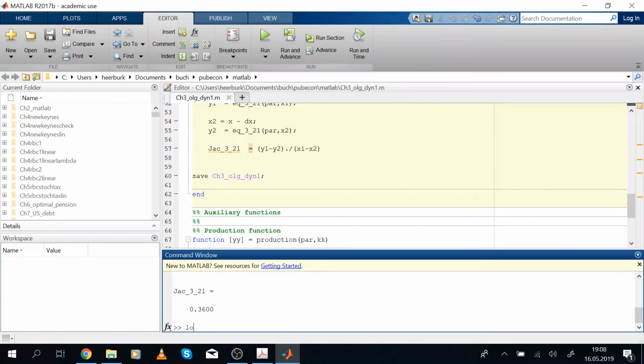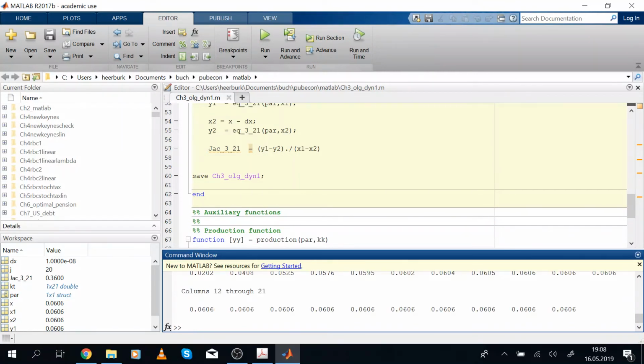We have saved the data and our results in chapter 3 OLG dyn1.mat, and we can load it into our working directory. For example, if we want to see the values of our time sequence for the capital stock, we just press KT and you find here the values that we have just computed.